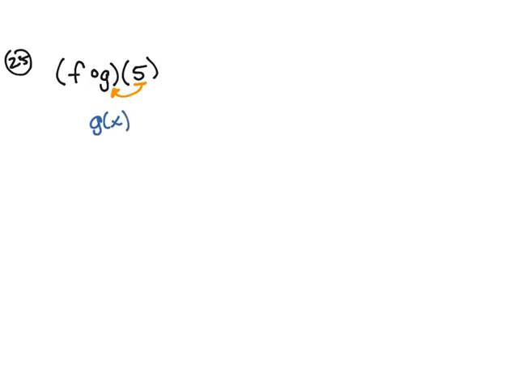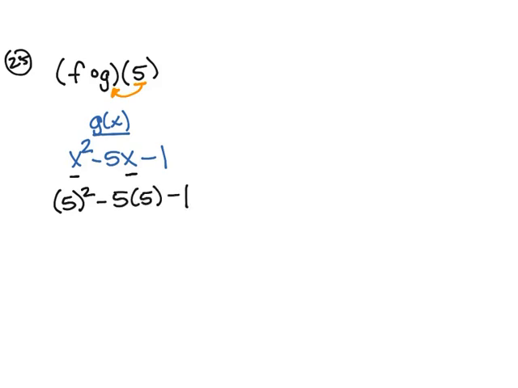So the g function, again, is x squared minus 5x minus 1. So where x is, we're going to stick 5. So that gives parentheses 5 squared minus 5 times 5 in parentheses minus 1. And so you get a -1. And then we're going to take -1 and plug it into the f function, okay?